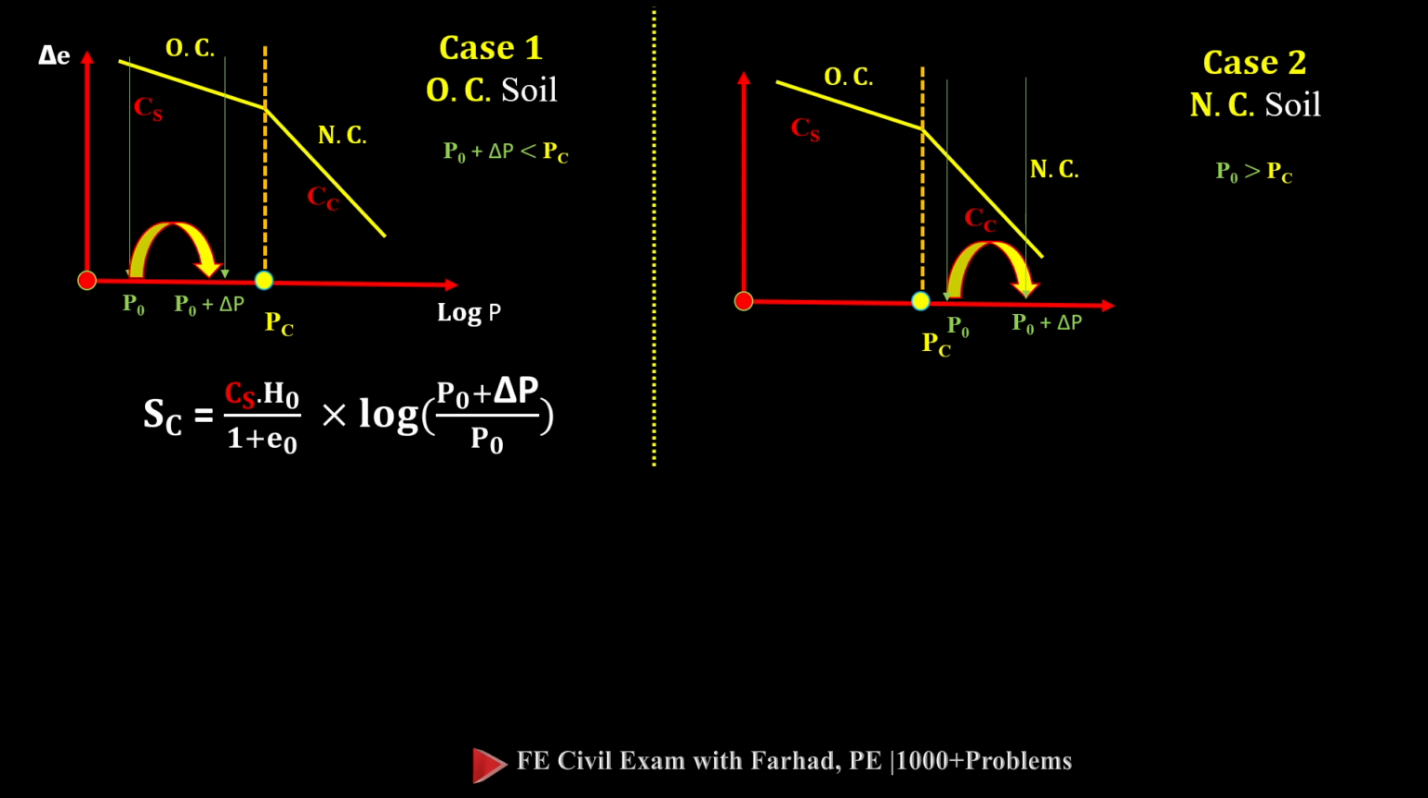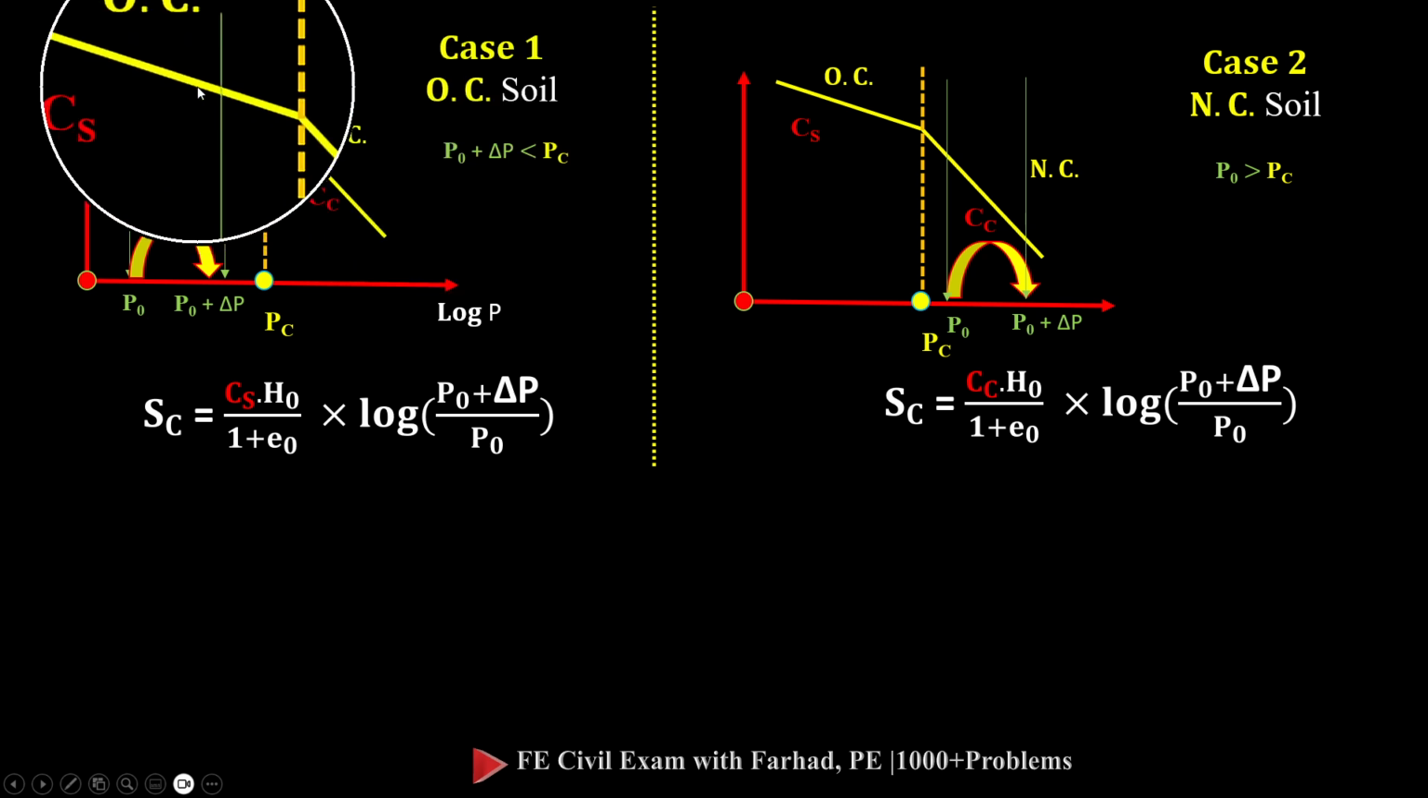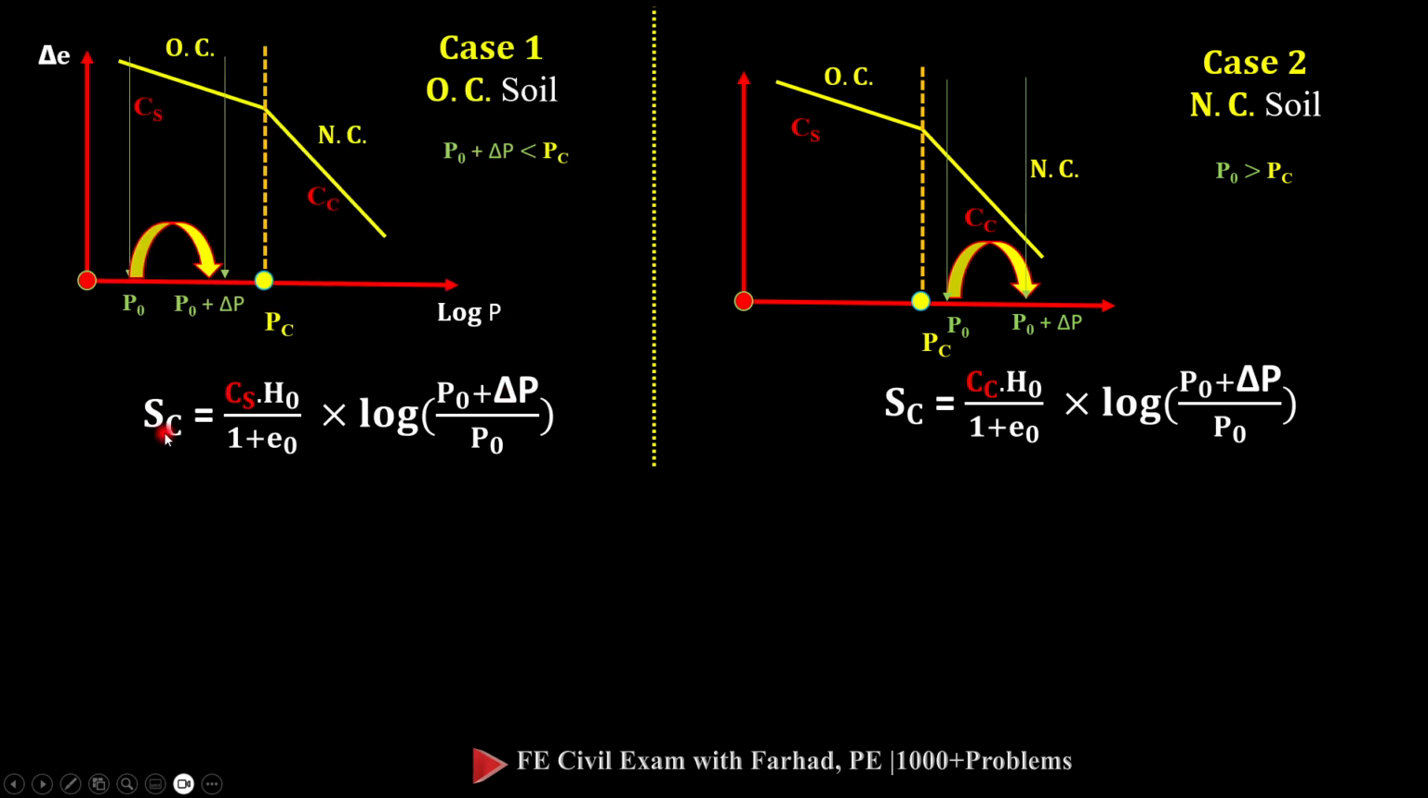So we have case one, where both the initial effective stress and the initial plus extra stress are smaller than the consolidation pressure P sub C. We call that case overconsolidated soil. So if P naught plus delta P is less than PC, we call that case one, or our soil is in overconsolidation. And then the formula for consolidation settlement comes by replacing this coefficient here: H naught, the total height of the layer, over 1 plus E naught, times the log of P naught plus delta P over P naught.